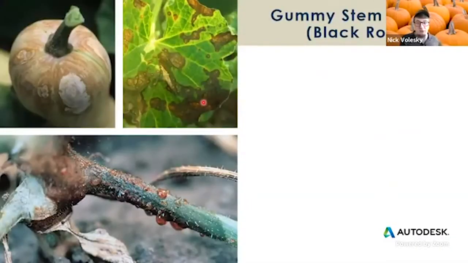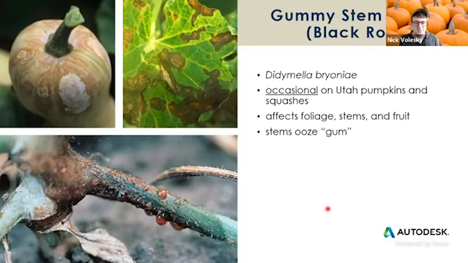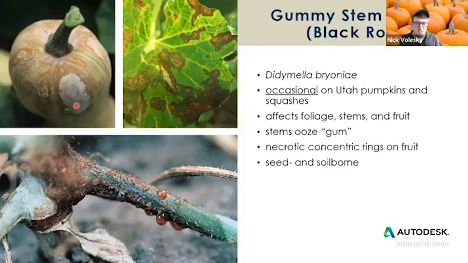So let's talk about gummy stem blight, or sometimes we call it black rot. This is caused by a fungus. We see this occasionally on our Utah pumpkins and squashes. It'll affect the foliage, the stems, and the fruit. On our stems, if you see this kind of oozing gummosis going on, this is one of the key signs of gummy stem blight. On the fruits, you'll see necrotic ring spots.